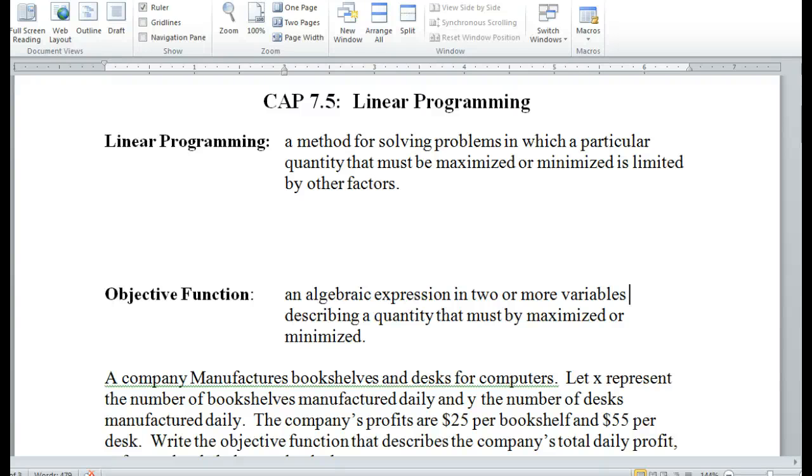Okay, so today we are looking at linear programming, and the first thing I want you guys to do is read along with me the definition of what linear programming is. It is a method for solving problems in which a particular quantity that must be maximized or minimized is limited by other factors. Now, a lot of you are always asking me, when am I going to use this in life? I guarantee you, you will use this in your life without knowing it.